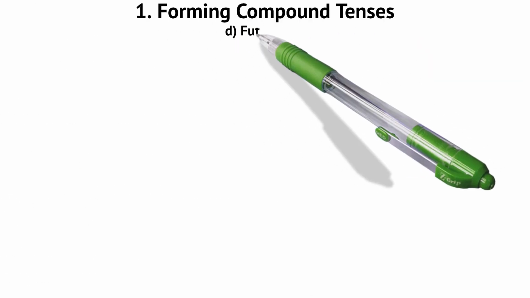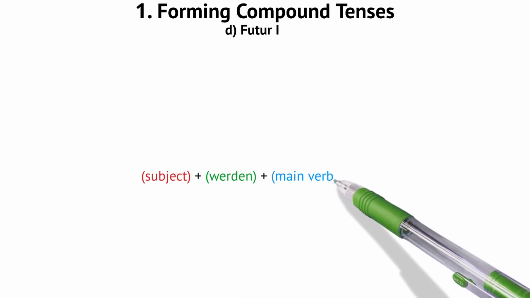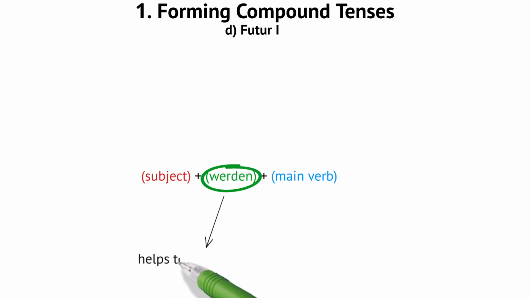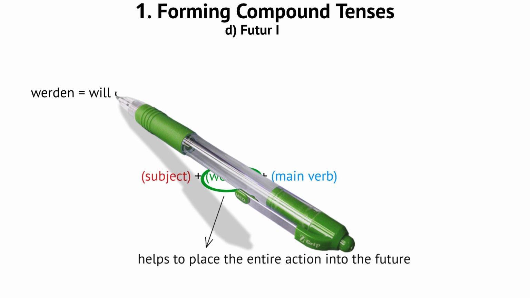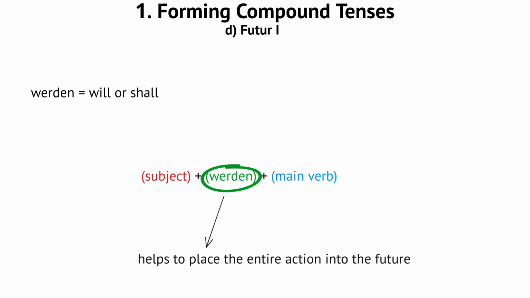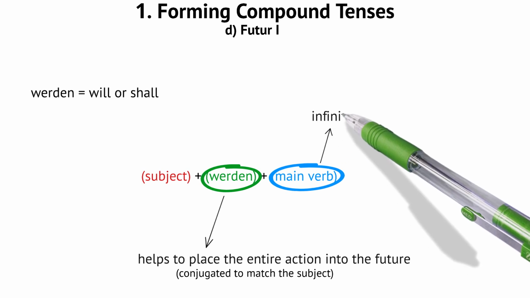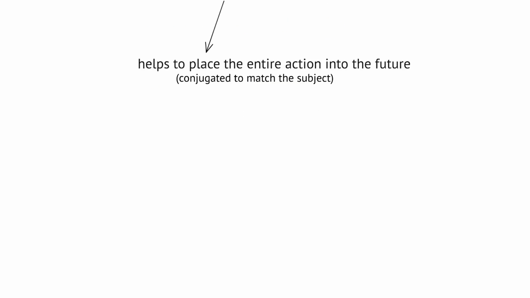Futur I is formed with the auxiliary verb werden and the main verb in the infinitive. Werden acts as a helper verb to indicate the future. It's essentially the German equivalent of the English will or shall when forming the future tense. The auxiliary verb werden is conjugated to match the subject of the sentence, and its presence immediately signals to the listener or reader that the action described by the main verb, which remains in its infinitive form at the end of the sentence, is a future event.